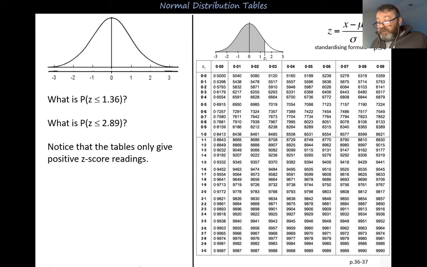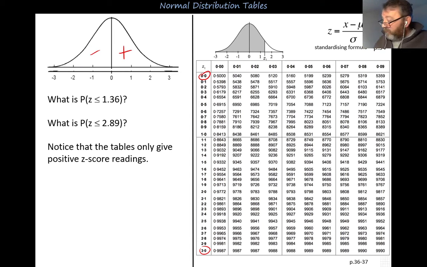Notice that the tables only give positive Z-score readings. Now, your Z-scores go from 0 up to 3. Over here, these are all positive Z-scores. Down here, these are negative Z-scores. Notice that there is nowhere in your tables that actually takes in the negative Z-scores. And the reason for that is because the normal curve is symmetrical. And if the normal curve is symmetrical, then whatever happens on the right-hand side can be reflected in the left-hand side. And likewise, whatever's happening in the negative area can be reflected in the positive area.